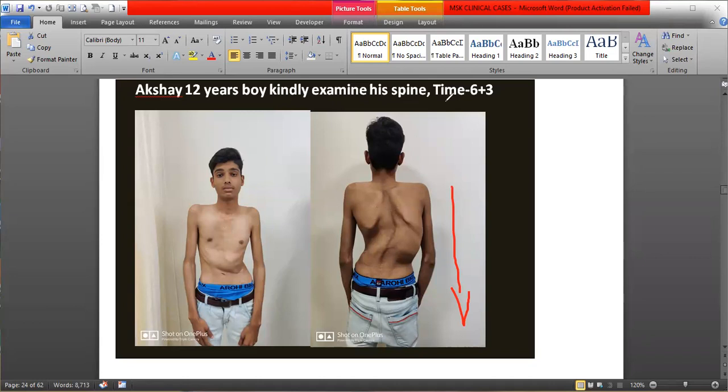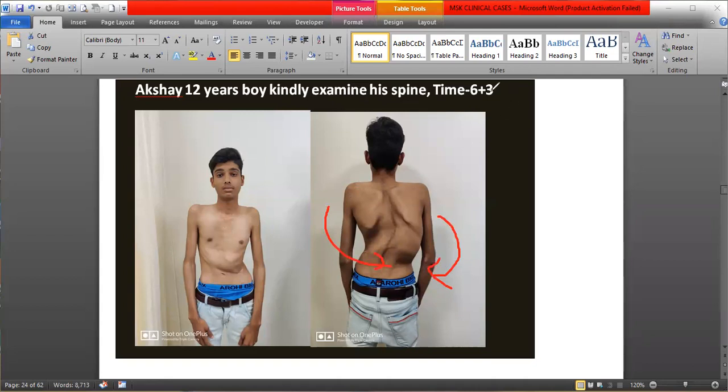Actually, can you sit down on the chair? I am just reevaluating the curve. Is there any change when he sits down? No, the curve is persistent. There is no change. Can you rotate to both sides? I am demonstrating to him rotation to both sides. Rotation to the left side is normal, but on the right side it is difficult to rotate.